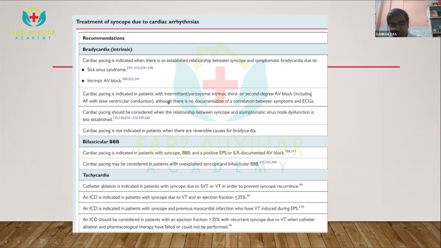If the patient is having a bifascicular heart block with abnormality in EP study, then that is an indication of putting a pacemaker. Or suppose a patient of bifascicular heart block has syncope but is otherwise asymptomatic, you can put the patient on a Holter or an implantable loop recorder, and if the Holter or implantable loop recorder shows intermittent AV block, then that becomes an indication of putting a pacemaker.